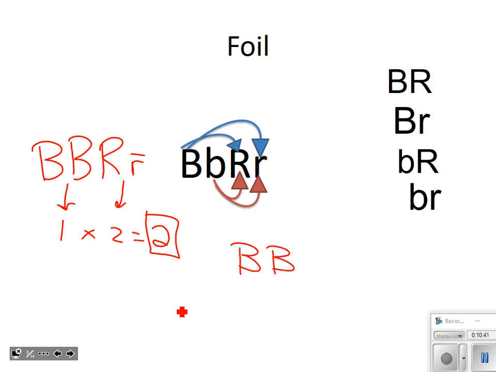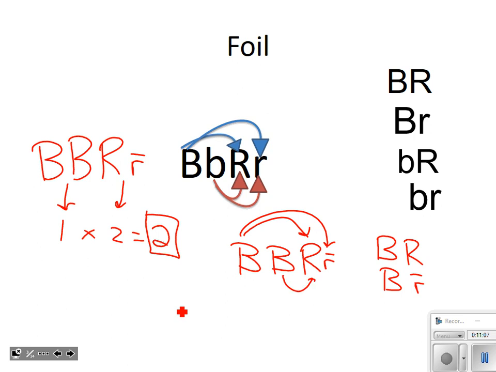Capital B, capital B, capital R, little r. Let's FOIL that first. Okay? First is capital B, capital R. Outside is the second one. So outside is capital B, lowercase r. Right? Inside is capital B, capital R, and last is capital B, lowercase r.